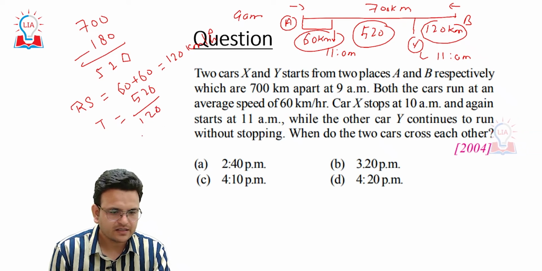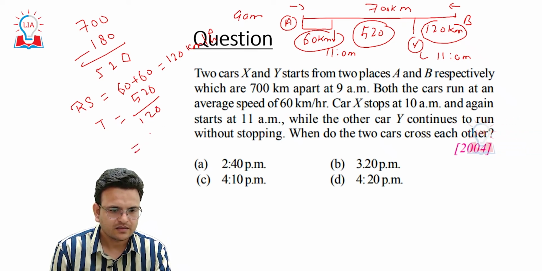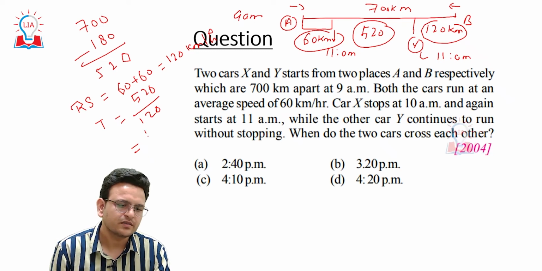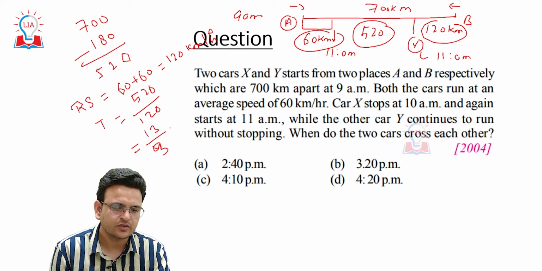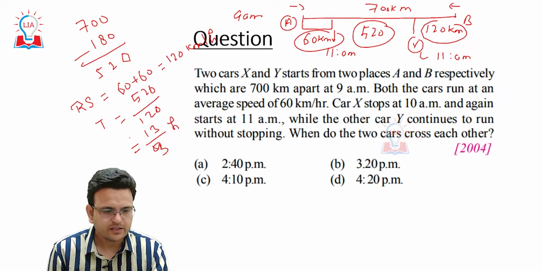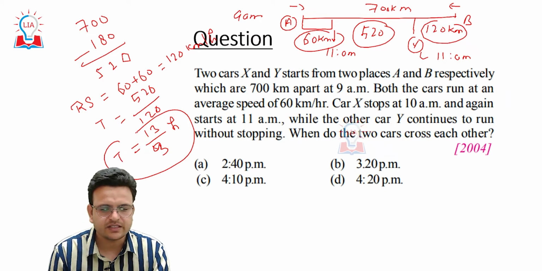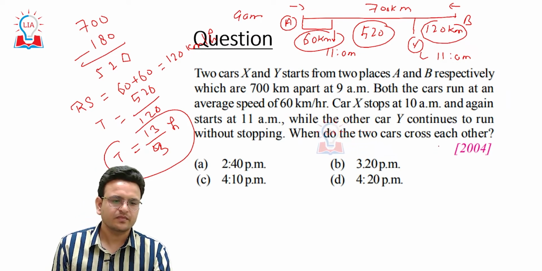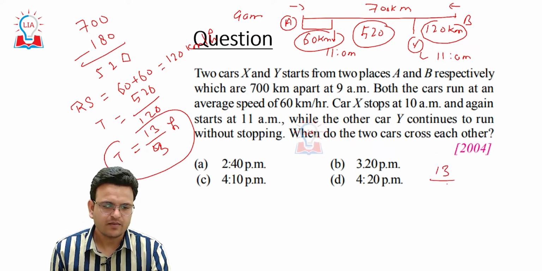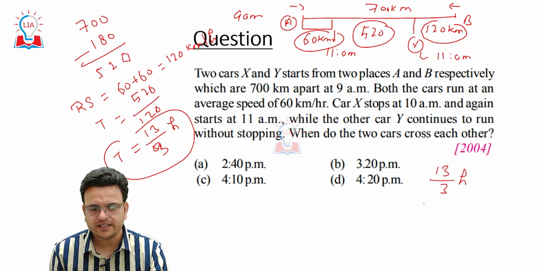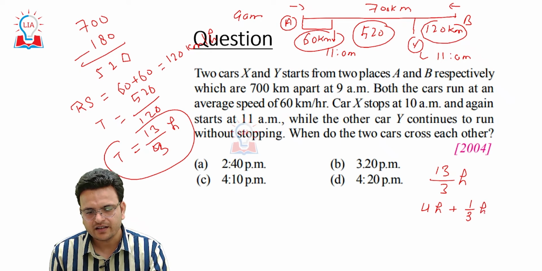It becomes like 13 by 3, since 4 times 13 is 52 and 4 times 3 is 12. Okay, it means the time taken by both the cars to meet again will be 13 upon 3 hours, or we can say 4 hours plus 1 by 3 hour. 1 by 3 hour is equal to 20 minutes.